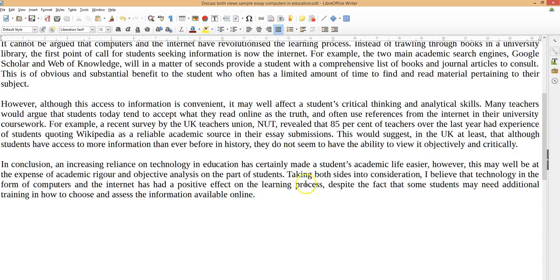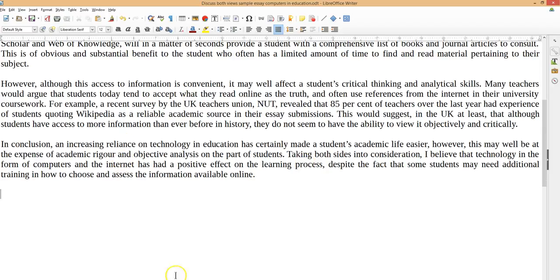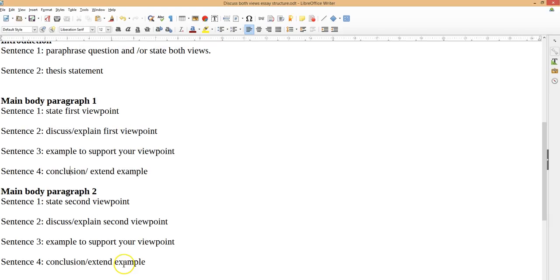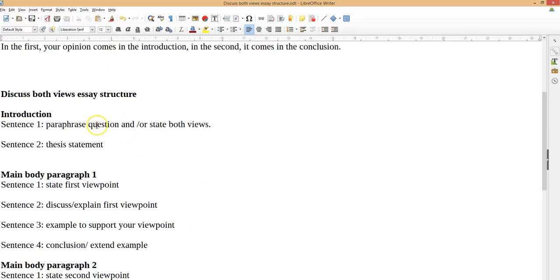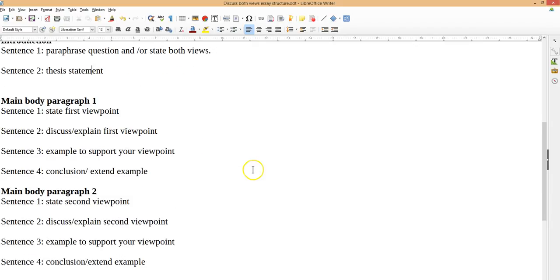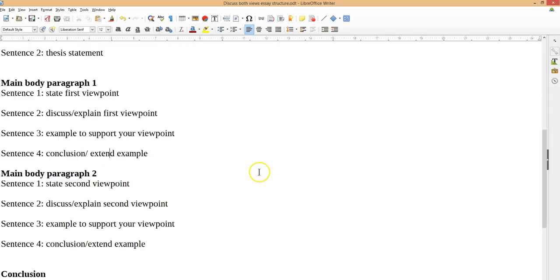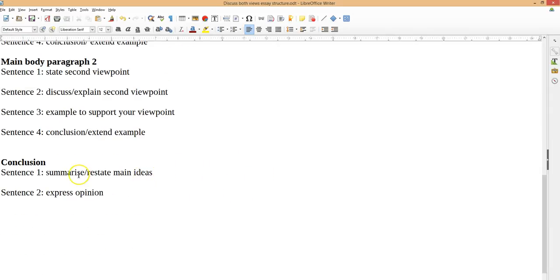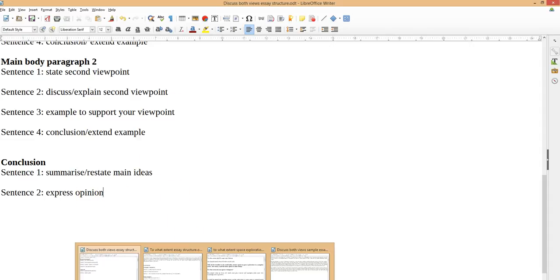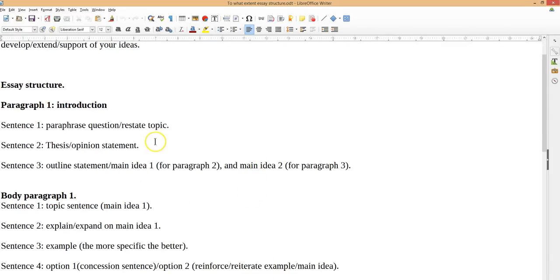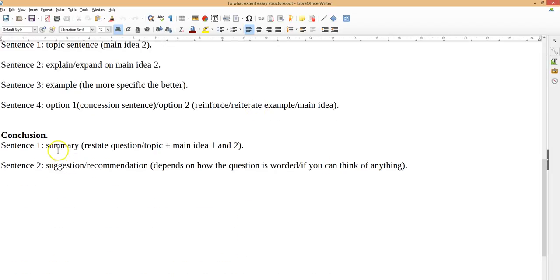Really? What a surprise. So, to conclude, if we go back to the structure, as you've seen, you paraphrase, thesis, what's the view, discuss, explain, example, a conclusion, the same. What we need then is to give a summary, restate your main idea, and then the difference between the two essays: we express our opinion here. Whereas in the "to what extent" essay, we express our opinion both in the introduction and we restate it in the conclusion.